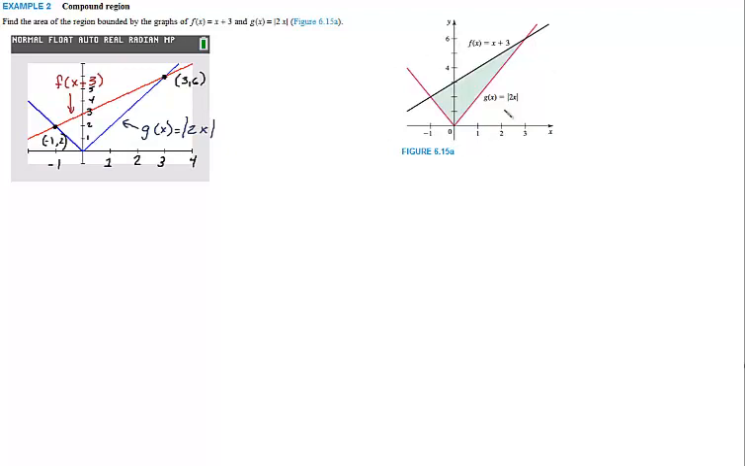Okay, it's all well and good when they draw this little picture and they have that in the book, but you won't always be given the picture. A lot of times you'll have to do it on your calculator, and then you'll have to figure out which function is on top, which one's on bottom. You'll have to physically get these intersection points so that you'll be able to get your limits of integration.